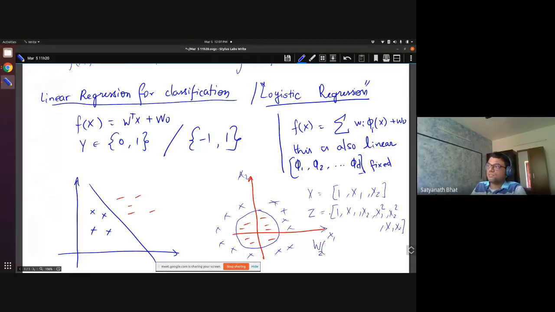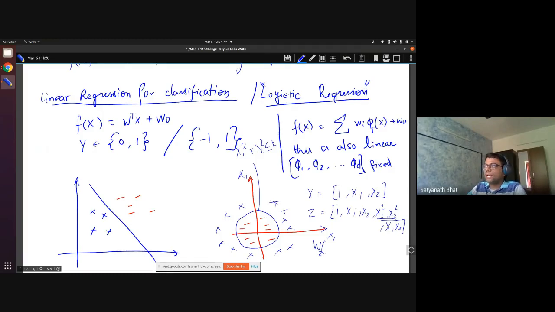Why is it? Because all the points in this region have the property that x1 squared plus x2 squared is less than some k, so that kind of a feature appears here. Even though there is a square, for the algorithm these are fixed numbers. It is not that they are non-linear as far as learning W's is concerned. So that's why it's still linear.